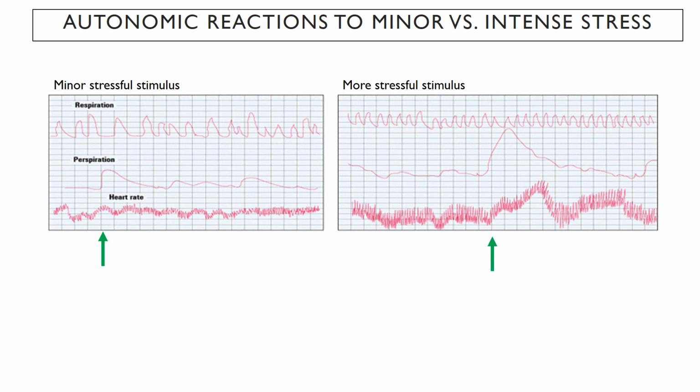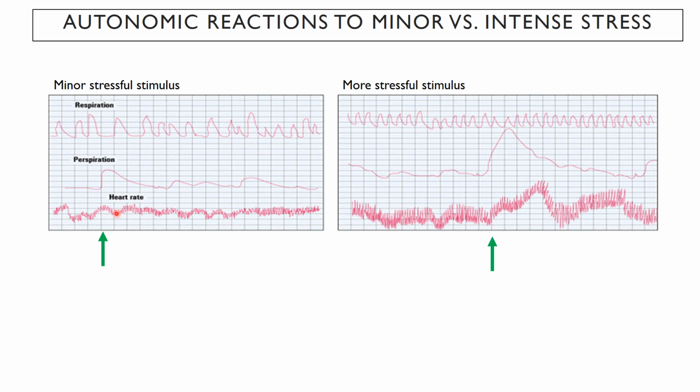So there are distinct reactions from the autonomic nervous system, the sympathetic nervous system in particular that we're talking about here, in reaction to minor stress versus intense stress. So stress is not an all or none category. There are degrees to which one experiences stress. Minor stress, so here's the arrow showing when the minor stress occurred. We're going to see some effect on physiology.